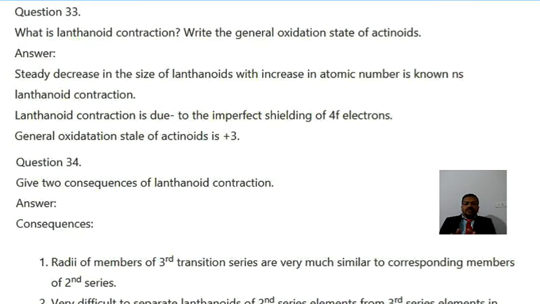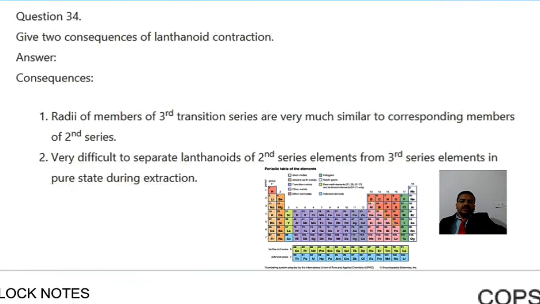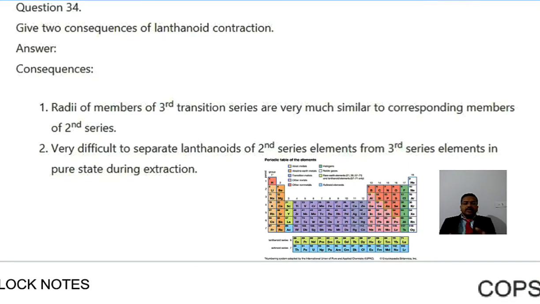34th question is give two consequences of lanthanoid contraction. That means what are the after effects of lanthanoid contraction? We already studied what is lanthanoid contraction and what is the cause of lanthanoid contraction. Now we are discussing the consequences of lanthanoid contraction. There are two consequences. The first one is radius of the members of the third transition series are very much similar to that of the corresponding second series. The second consequence is that it is very difficult to separate the second series elements from third series elements in the pure state during extraction. So these are the two consequences given here.